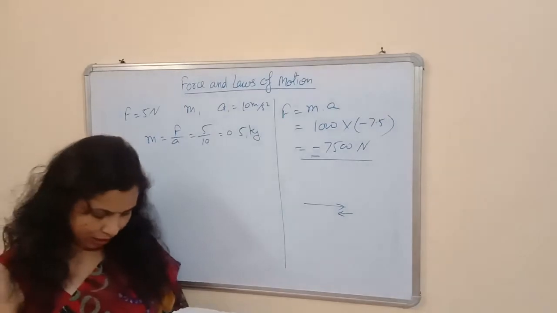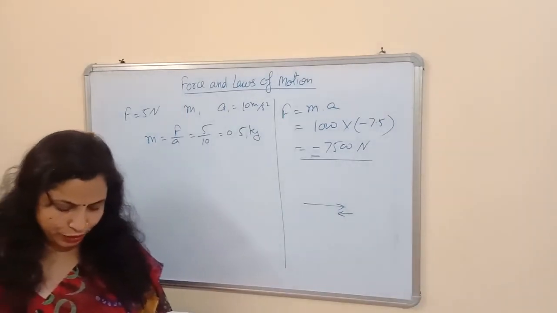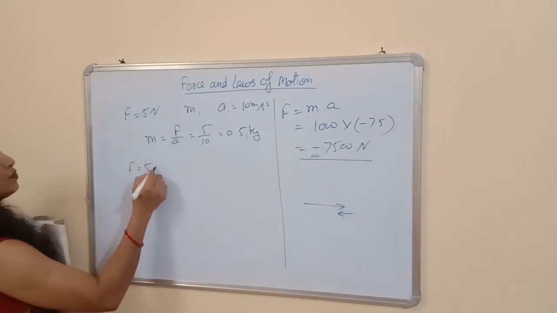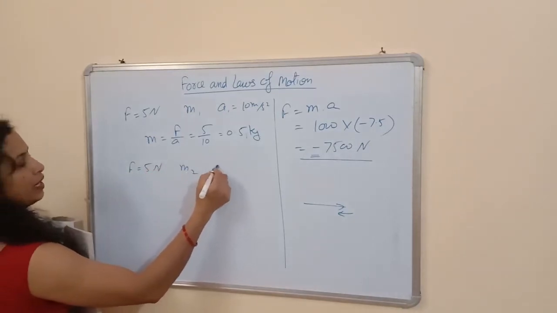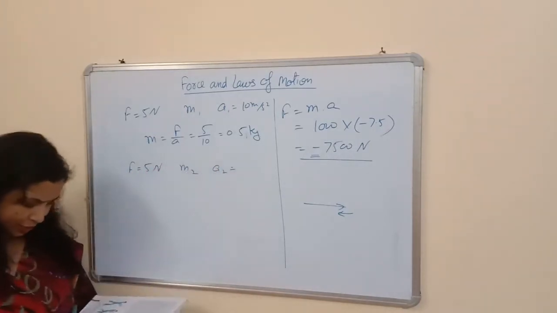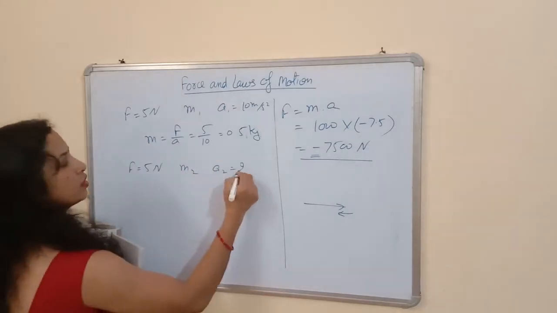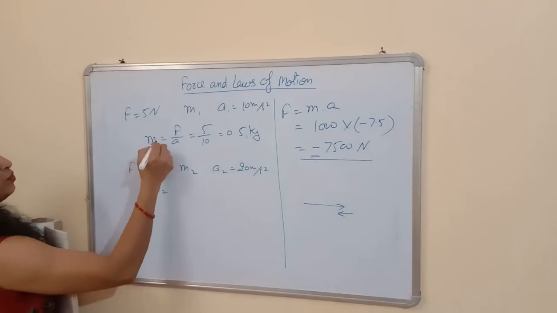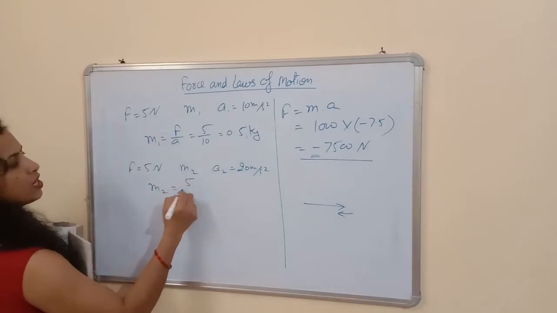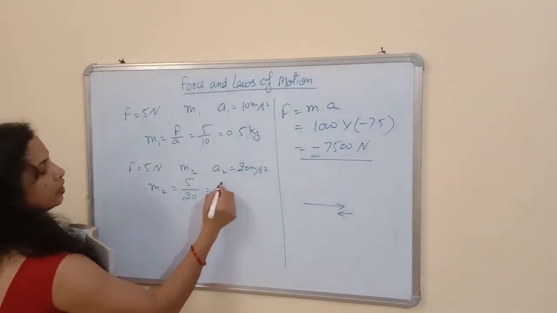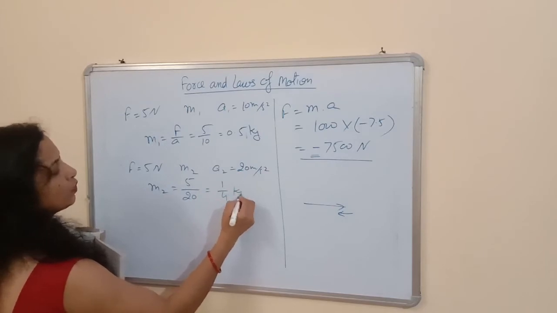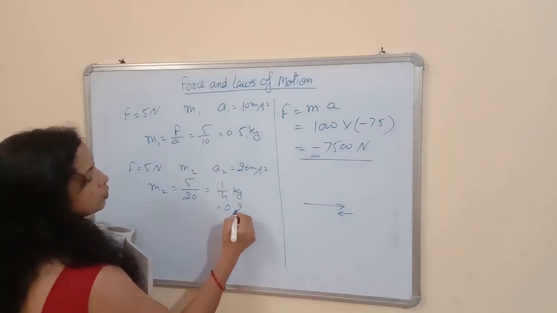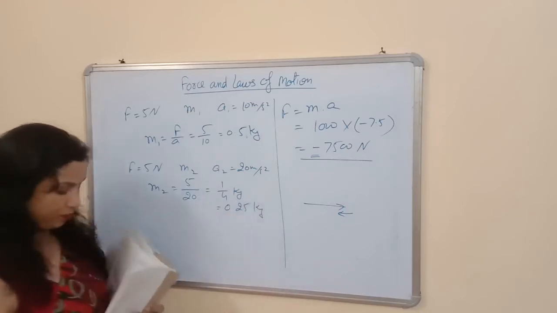Okay, and a mass m2 gets an acceleration of 20 meter per second square. So the same force is applied again, 5 Newton, on the mass m2 and the acceleration produced in this body is 20 meter per second square. So what should be the mass of this body m2? It is force upon acceleration, which is 1 upon 4 kilogram. You can convert it to decimal, 0.25 kg.